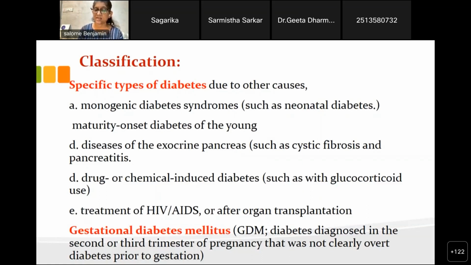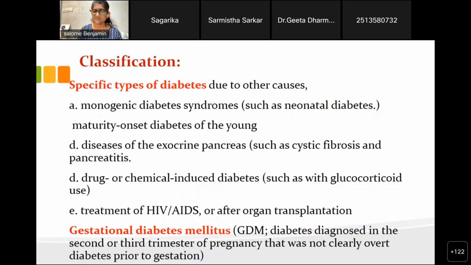Then there is drug or chemical induced diabetes, which we all know, with glucocorticoids and immunosuppression drugs. It occurs with treatment for HIV, AIDS, or chemo drugs, or other drugs. Transplant patients also develop diabetes because of the immunosuppression drugs.